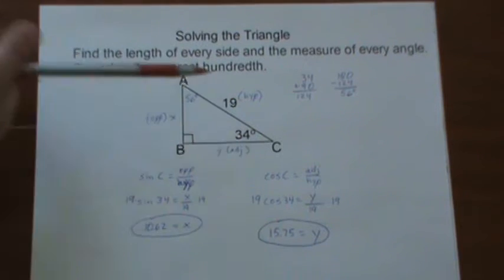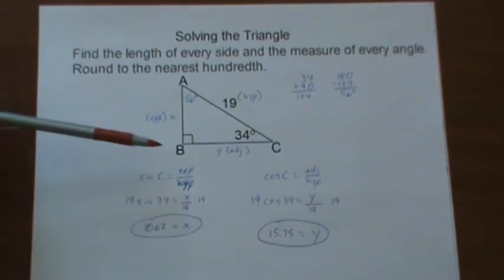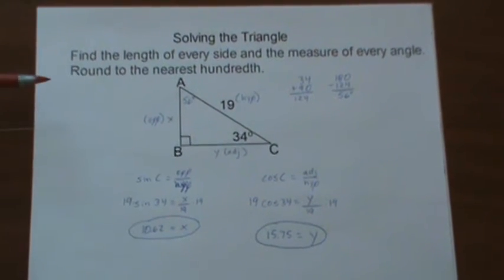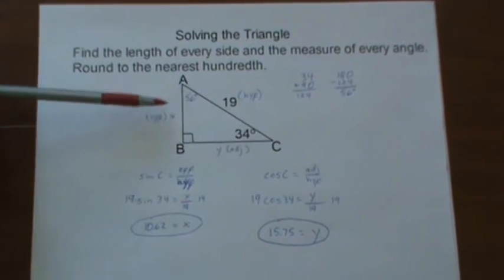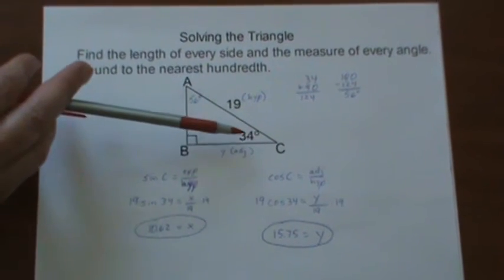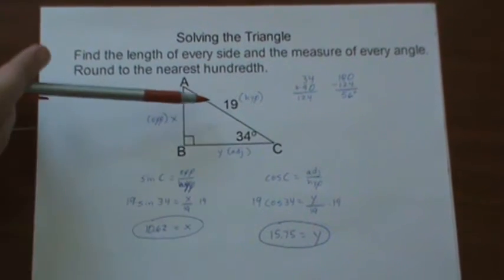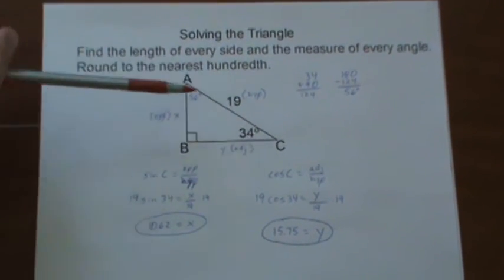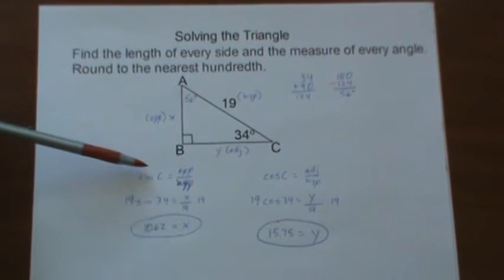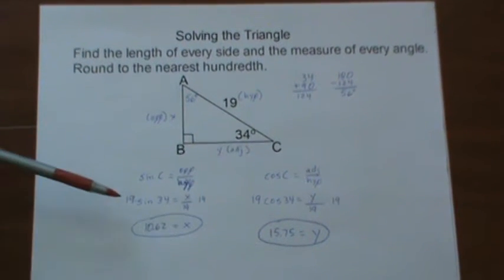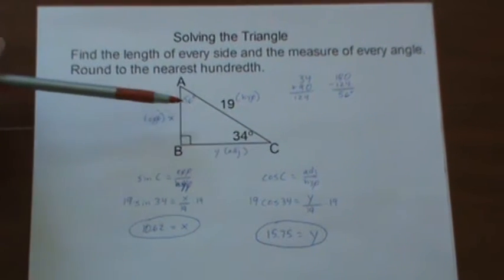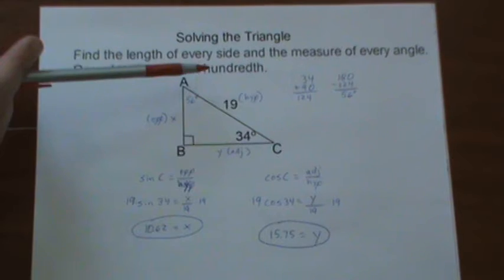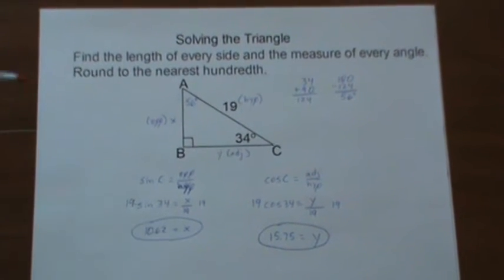So I know my hypotenuse is 19, and I'm going to find this length of segment AB, and I'm going to call it X. So if I call AB X, I know that it's opposite the given 34 degree angle. And I already have my hypotenuse. So when I use opposite and hypotenuse, that's going to be a sine function. So sine of C is equal to opposite over hypotenuse. Sine of 34 degrees is equal to X over 19. I multiply by 19 on both sides, round to the nearest hundredth, and I get 10.62.